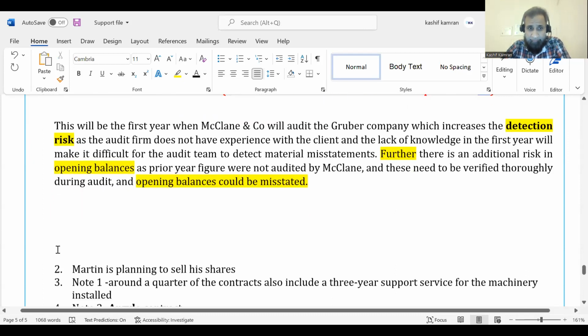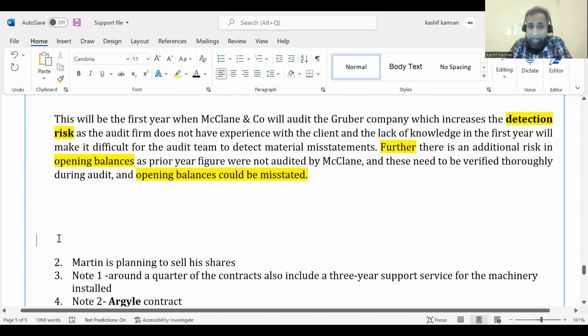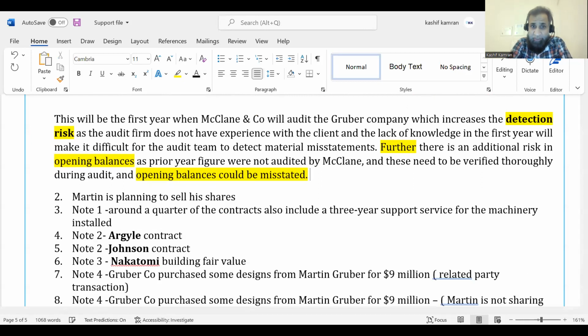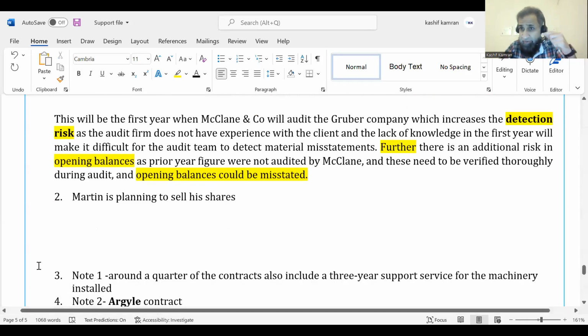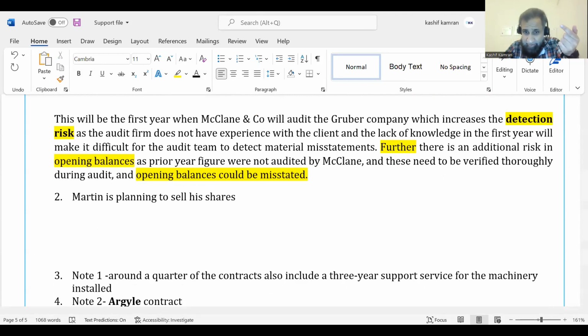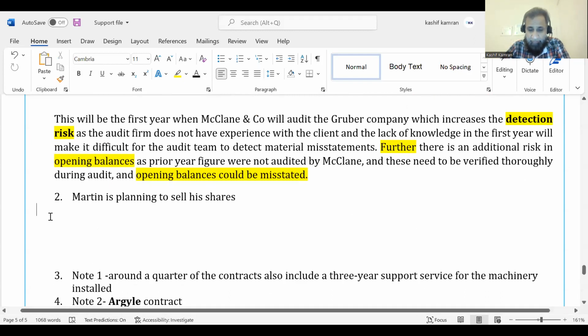Okay, the next one. Martin is planning to sell shares. Now that's an extremely important point. Martin is planning to sell the shares. That is a risk of management bias. Now see, how would I formulate the answer here? I just wrote this in the break again. I just want to discuss the answer with you and tell you the marking scheme.